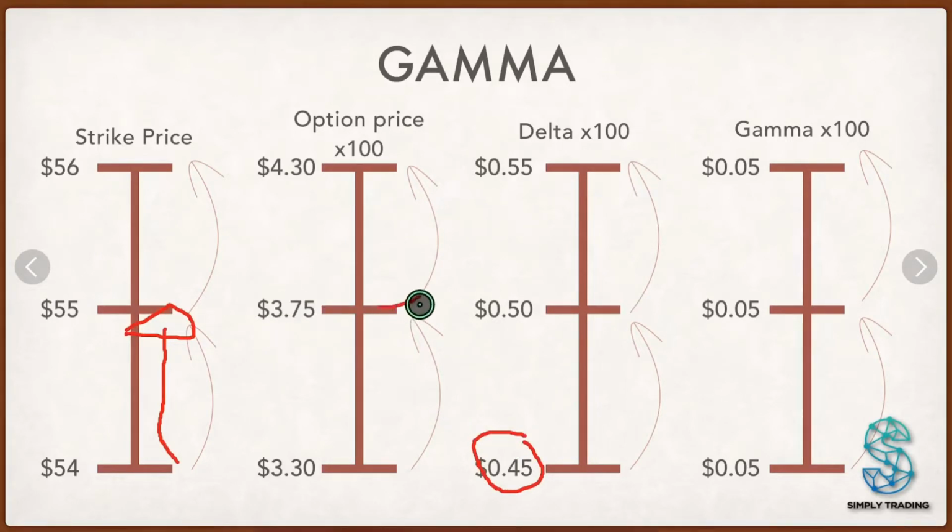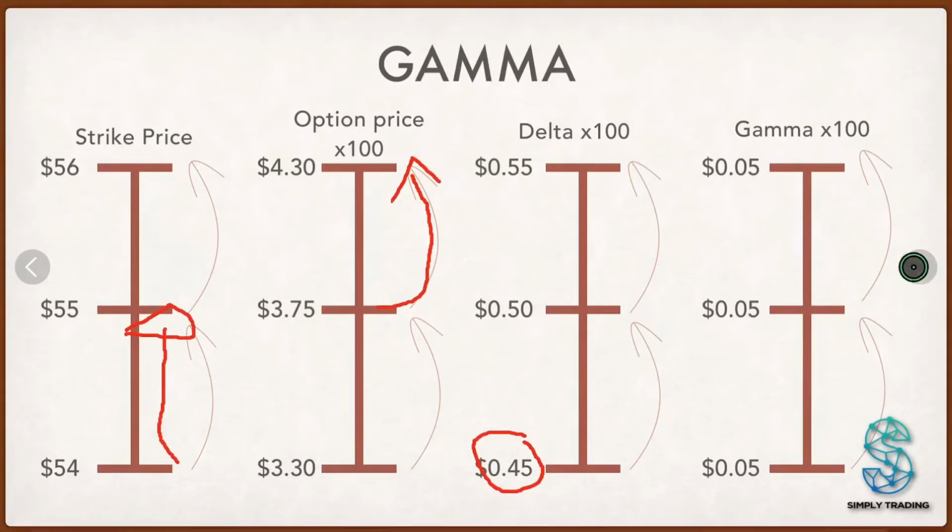For the second dollar that this moves up, we are also going to gain our gamma value. So the first time it went up 45 cents, the second time it went up 50 cents, the third time it'll go up 55 cents.